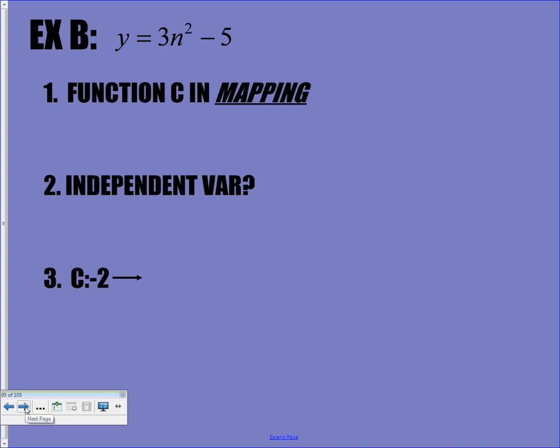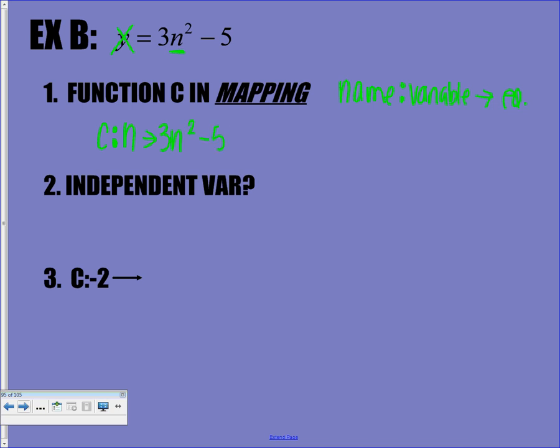Example B is mapping notation, which is similar. So this time you get the name, but now you have a colon, and then the variable, and then an arrow, and then your equation on the right side. So mapping arrows. Okay, hopefully that helps you remember which one is which. So again, you're just changing this left side. You cross off the y. It says our name is C. So I have C colon. My variable here is n and then arrow. Okay, so C, your name, colon, your variable n, and then arrow, and then you don't change the right side.